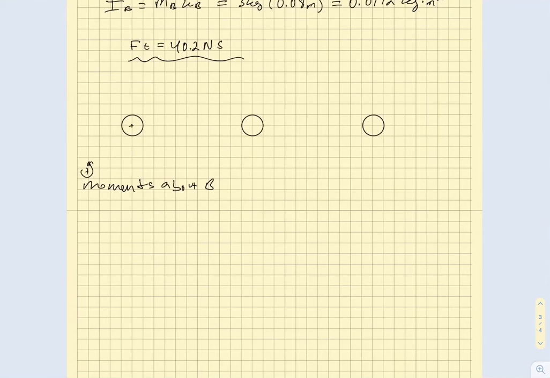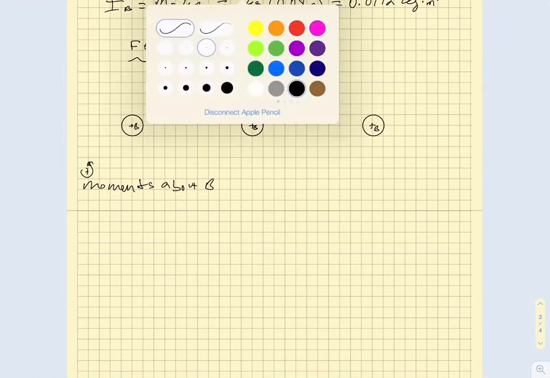Okay, so what we're doing here is the same momentum diagram, except we're going to take the moments about B.